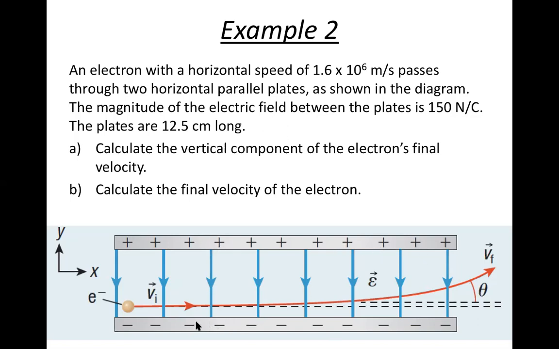So does this kind of seem familiar? If you flip it upside down, and that was the Earth's surface, it's kind of like a projectile. It's like a horizontal launch projectile problem where horizontally it's uniform motion, and vertically you're accelerating towards the ground. So here, horizontally, we've got uniform motion, and vertically, we're accelerating up towards the positive plate because we are an electron, and this is the direction that a positive wants to go. So an electron wants to go the other way. So calculate the vertical component. That's the component that has the acceleration.